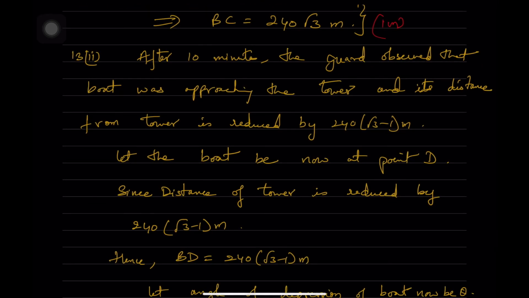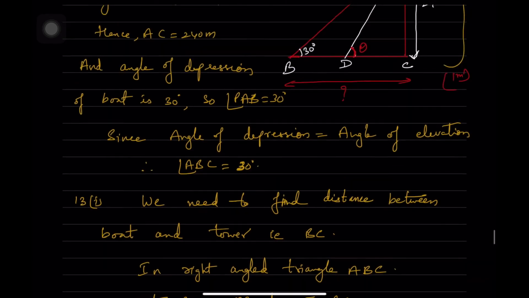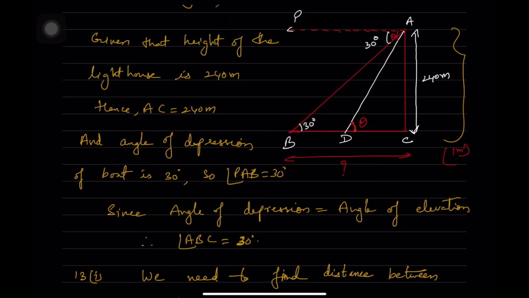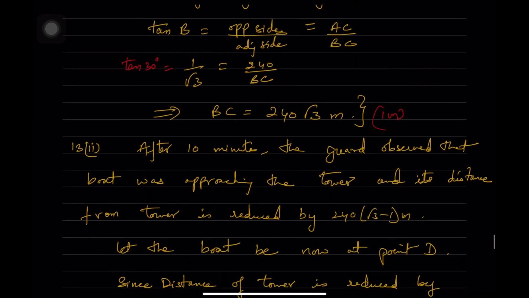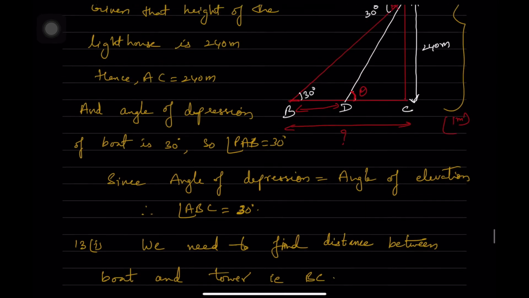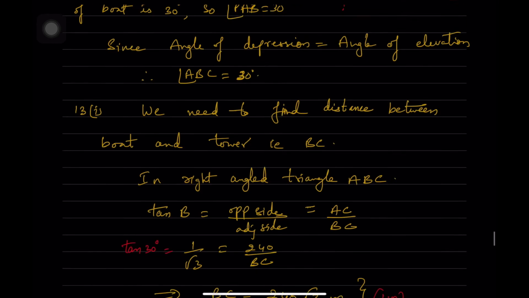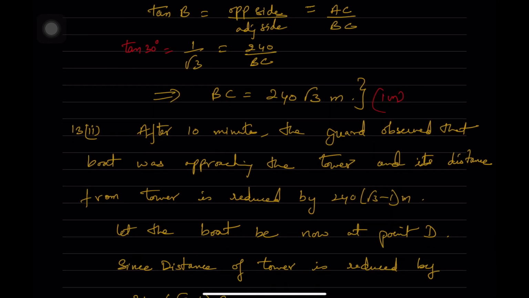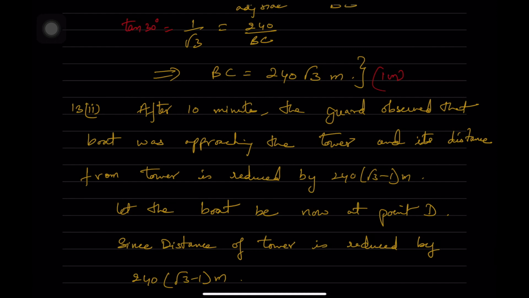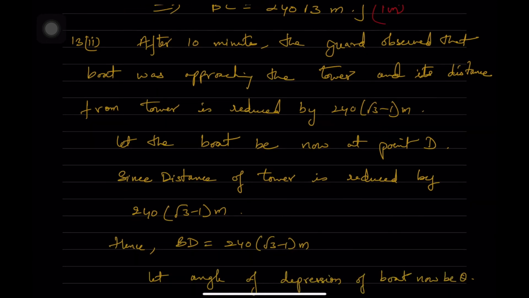After 10 minutes the guard observed that the boat was approaching the tower and its distance from the tower is reduced by 240(√3 − 1) meters. So he raised an alarm. So we have to see it is approaching from B to D, and this part is given as 240(√3 − 1). It has covered so much distance. So after 10 minutes the distance from the tower is reduced by 240(√3 − 1) meters. So let the boat be now at point D.